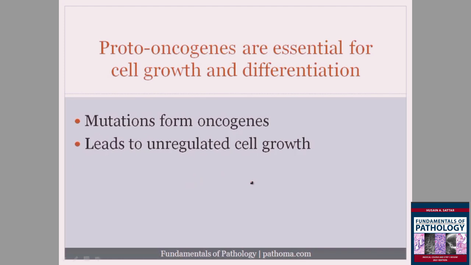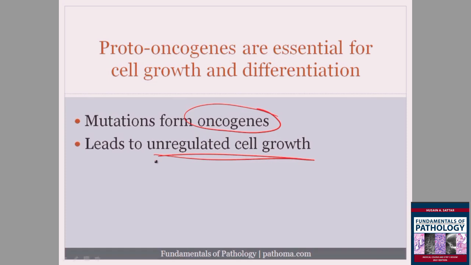All right, what are proto-oncogenes? Proto-oncogenes are genes that are essential for cell growth and differentiation. All our cells normally have proto-oncogenes, and those proto-oncogenes are necessary for cell growth and differentiation. However, when a proto-oncogene gets mutated, then it becomes something called an oncogene. And oncogenes lead to unregulated cell growth.